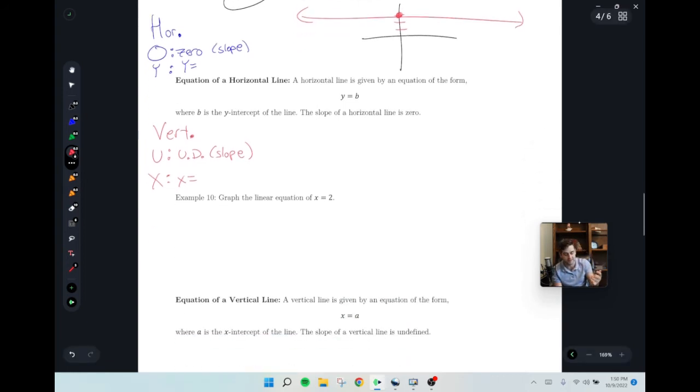So let's try this one. x equals 2. Hoy vux. Vux because it has an x, right? So x means vux. So that means a vertical line. So guess what I'm going to do? I'm going to go over to 2. And I'm just going to draw my vertical line and be done.